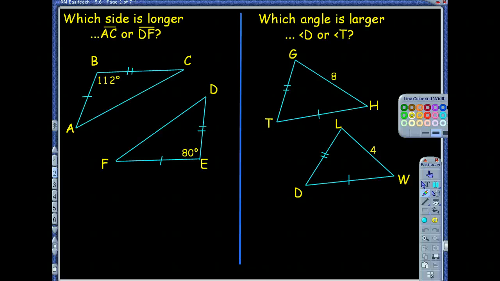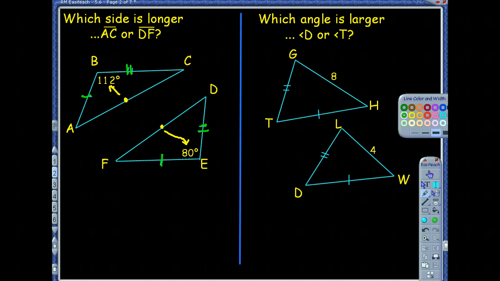Okay, so which side is longer, AC or DF? So I'm looking at the 2 triangles, and I remember from last section, when you don't know the actual side lengths, you relate a side to the angle it's across from. So I'm noticing that it's across from those angles there, the 112 and the 80. The other thing I'm noticing, within those 2 triangles, I have some tick marks for the side lengths. So I noticed that AB and EF are congruent, and BC and segment DE are congruent.